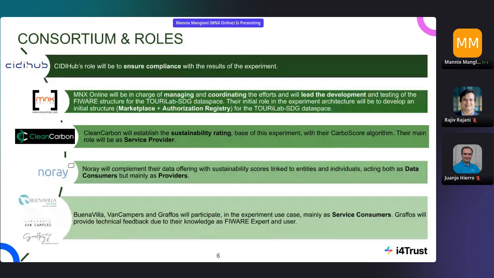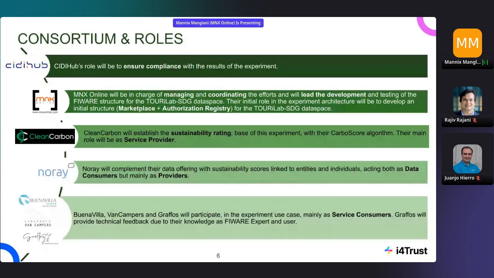Norai is a company that has a lot of data regarding the actors in a tourism market, because for many years they have been providing technology for the management of hotels and accommodation. And then there are the service consumers: Buenavilla, Van Campers, and Grafos. Buenavilla is an accommodation company. Van Campers is an alternative accommodation company with campers, and Grafos is an IoT company based here in the Canary Islands. All of them are in the Canary Islands.